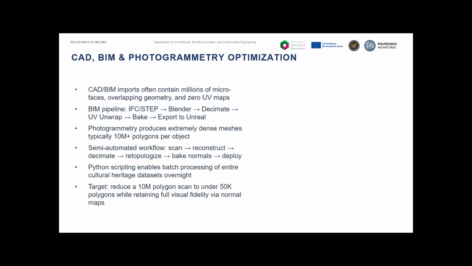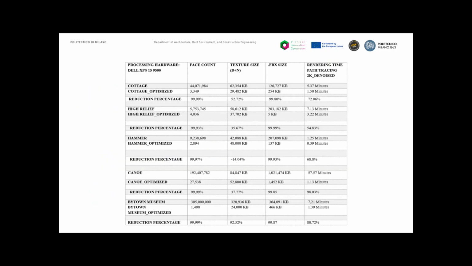So CAD, BIM, photogrammetry optimization, we talked a little bit before, but I think we don't have time for this. Photogrammetry produces an extremely dense mesh, typically 10 million or more polygons per object. So no clean topology, no UV parameterization, photographic texture that includes the illumination. So we need to optimize it. Optimization is very, very helpful for a VR-ready asset.